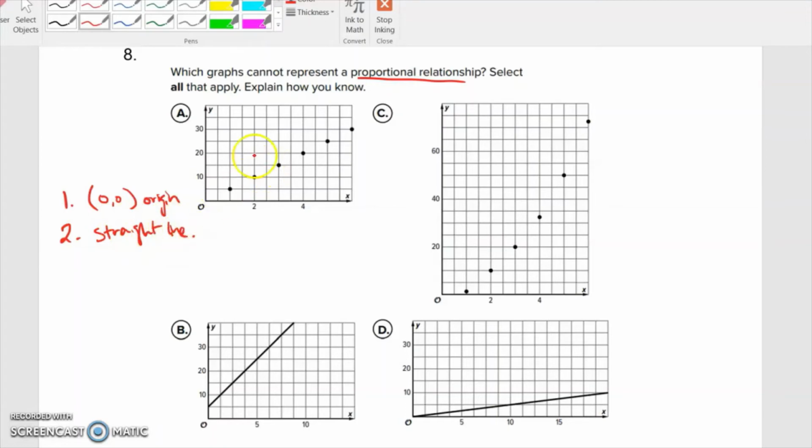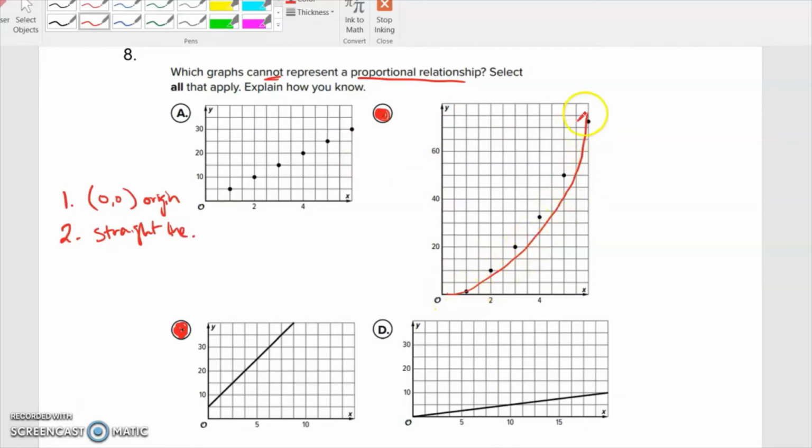In other words, you need to have that pattern of, if I go over so many, I go up so many. I have to keep going over the same amount and up the same amount, kind of idea. Okay, so you need to have a straight line. So if I'm looking at these, which one does not go through the origin? That would be letter B. Definitely doesn't go through 0, 0, so that cannot be proportional. And which one is not a straight line? Well, that's letter C.